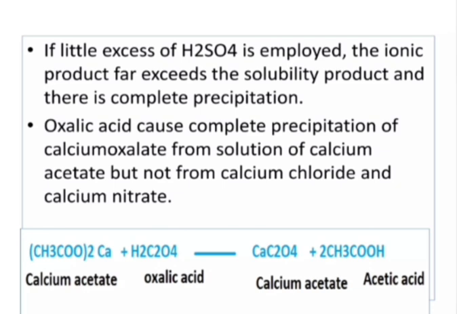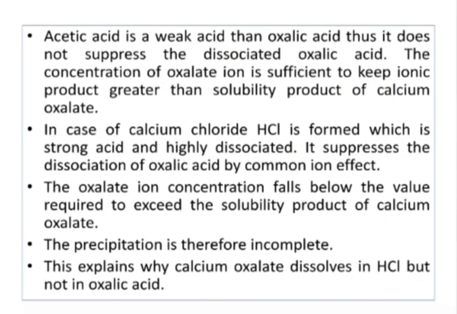and calcium nitrate. So calcium acetate reacts with oxalic acid to give calcium oxalate and acetic acid. Acetic acid is a weaker acid than oxalic acid, thus it does not suppress the dissociation of oxalic acid. The concentration of oxalate ion is sufficient to keep the ionic product greater than the solubility product of calcium oxalate.